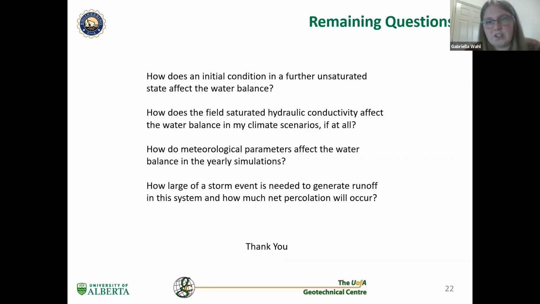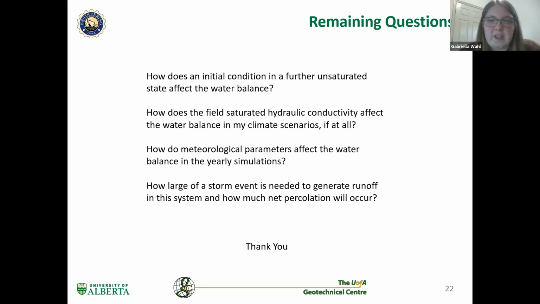And so these are just the remaining questions that I'm left with. So how does the initial condition in a further unsaturated state affect the water balance? So decreasing the antecedent moisture content past what I measured, how would that affect it? How does the field saturated hydraulic conductivity affect my water balance? The same with the meteorological parameters.